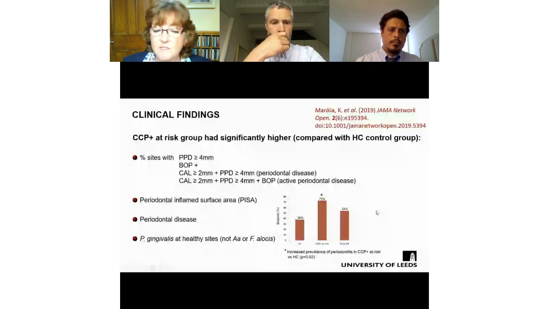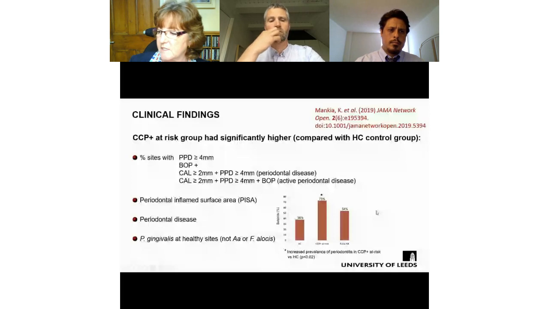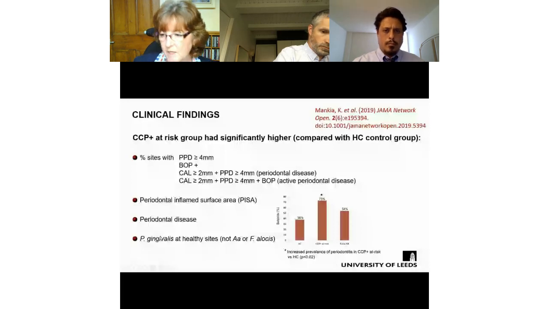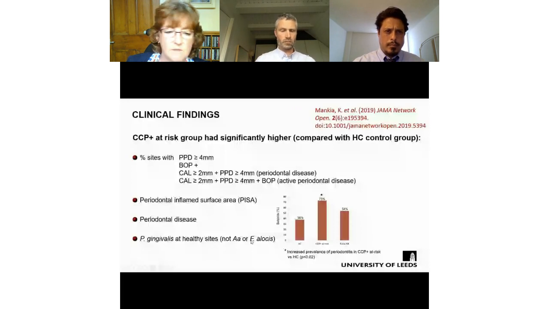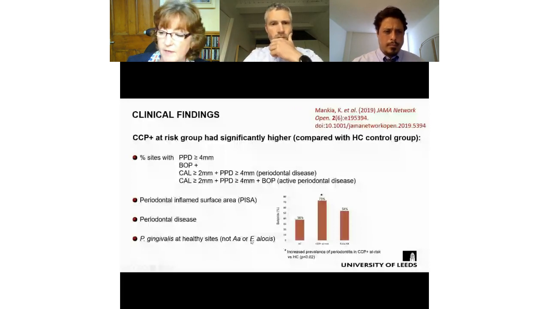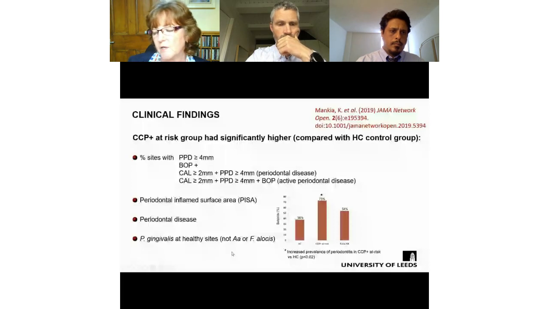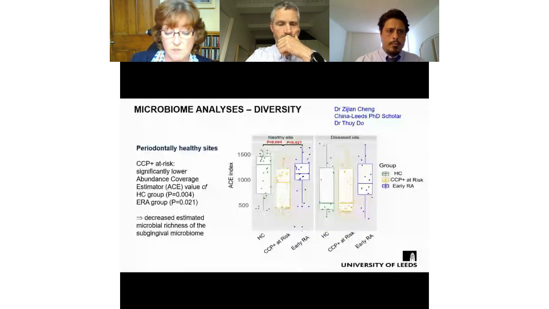And this is just showing the consensus diagnosis of our dentists in these groups. So 73% had periodontitis compared to 38% in the healthy controls and 54% in the early rheumatoid arthritis group. There was an increased abundance of P. gingivalis at healthy sites, which was interesting, but not AA or E. corrodens, which have also been associated with periodontal disease. We didn't incidentally see any aggressive periodontitis, which is the form of periodontitis that AA is particularly associated with.